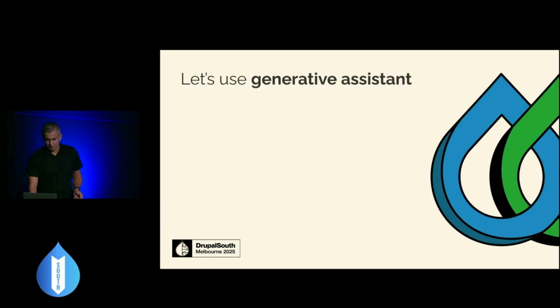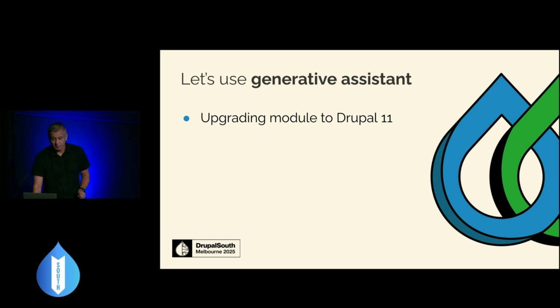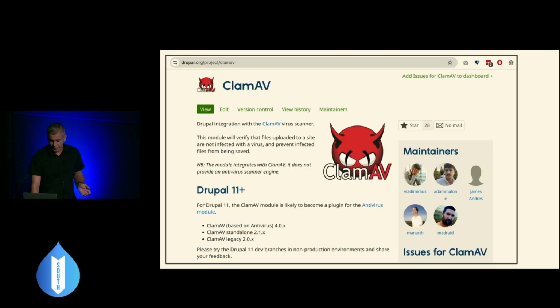So anyway, let's use a generative assistant. First, let's find the module to upgrade. I've been upgrading probably about 50 modules from 10 to 11, or helping in some sort of way. One of the modules I found interesting, because it wasn't just simply updating your YAML file, is ClamAV. ClamAV is a virus scanner.